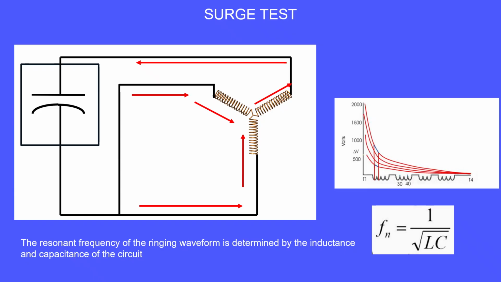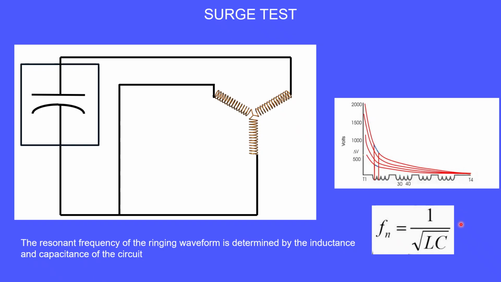This process would repeat until the amplitude of the waveform completely decays. The voltage induced onto the turns of the winding will result in a nonlinear voltage drop across the winding. This nonlinear characteristic is what stresses the turn-to-turn insulation during the test. There is more stress on the turns near the lead end of the winding.